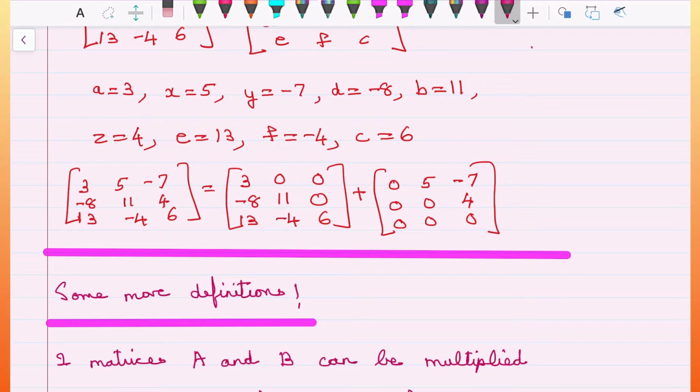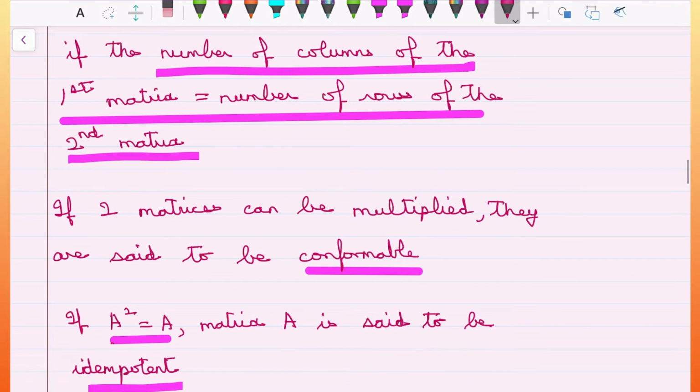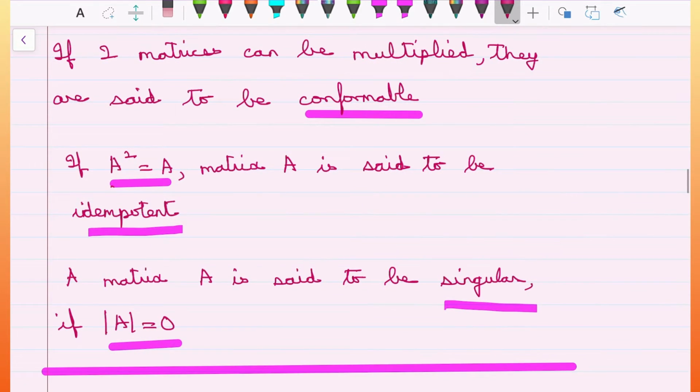Coming to some more definitions. Two matrices A and B can be multiplied if the number of columns of the first matrix equals the number of rows of the second matrix. If two matrices can be multiplied, they are said to be conformable. And if A squared equals A, matrix A is said to be idempotent. A matrix A is said to be singular if determinant A equals 0.